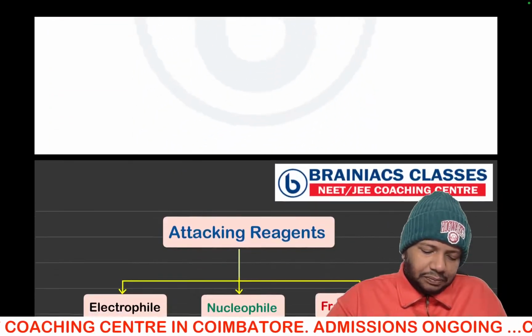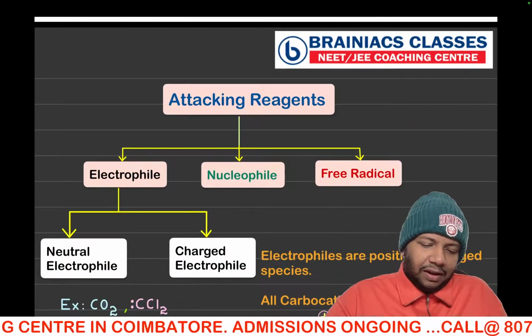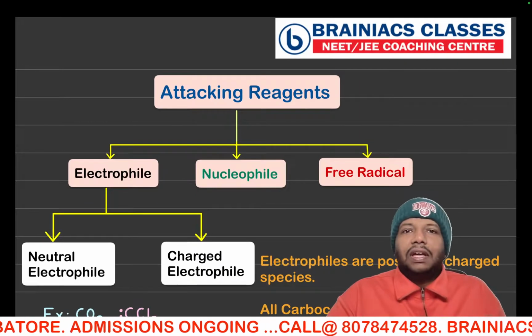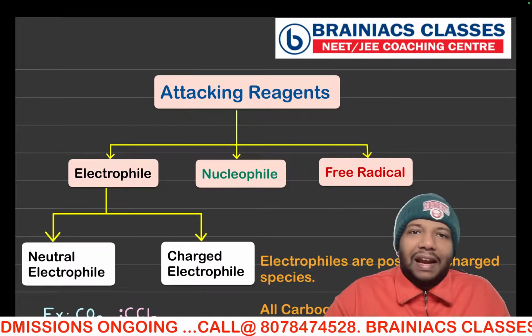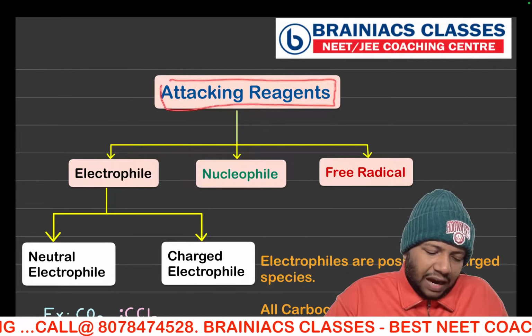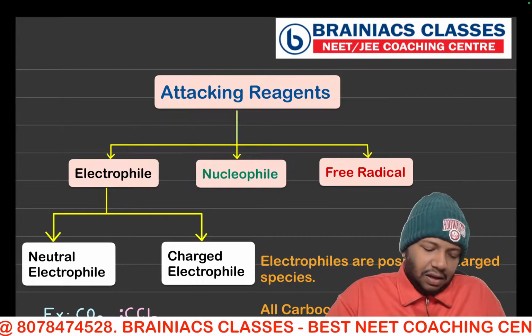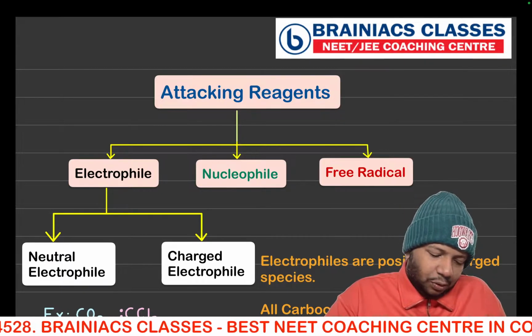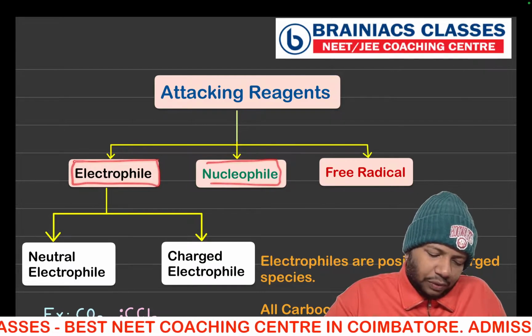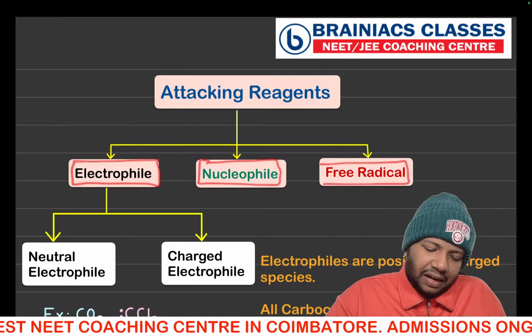Where does the electrophile fundamentally come from? That is very important. An electrophile is a type of attacking reagent. You should know how the attacking reagents are classified. Attacking reagents are classified into three: one is electrophile, next is nucleophile, and the third one is free radical.